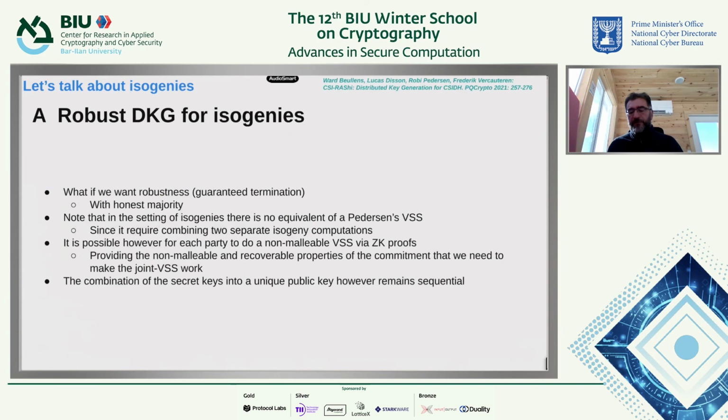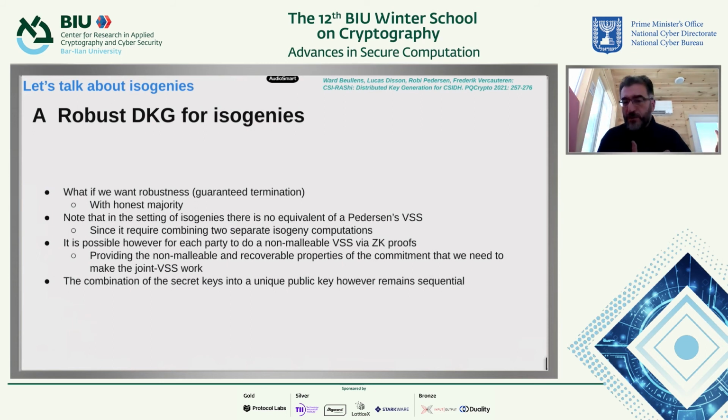And then finally, the last paper from last year dealt with the issue of how we get a robust DKG with guaranteed termination and fairness and uniform distribution so that we can do proof by simulation. And here we need to notice that the most important thing is that in the setting of isogenies, there is no equivalent of a Pedersen VSS.